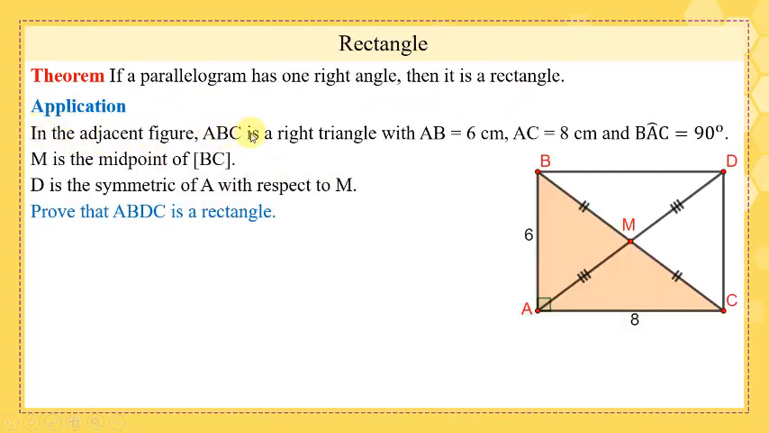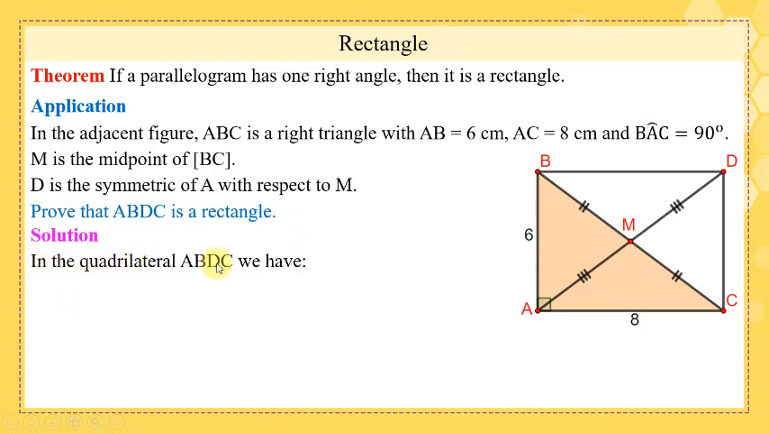In the adjacent figure, ABC is a right triangle such that AB equals 6 centimeters, AC equals 8 centimeters, and angle BAC is 90 degrees. M is the midpoint of BC. D is the symmetric of A with respect to M. Prove that ABDC is a rectangle. Press pause, solve the activity, then press play.